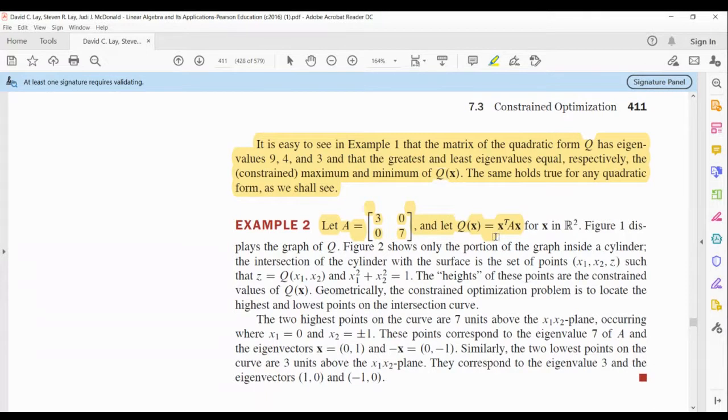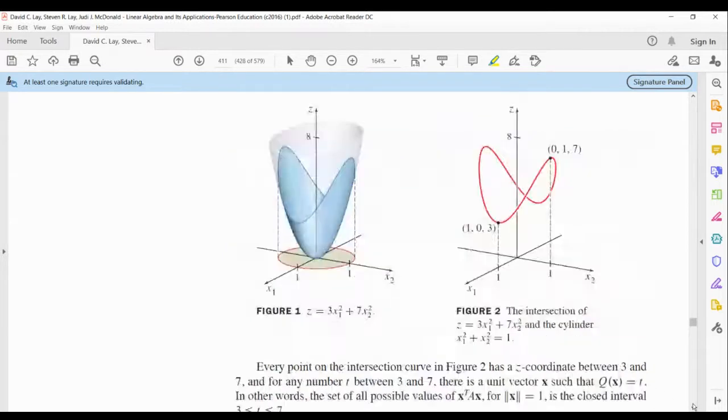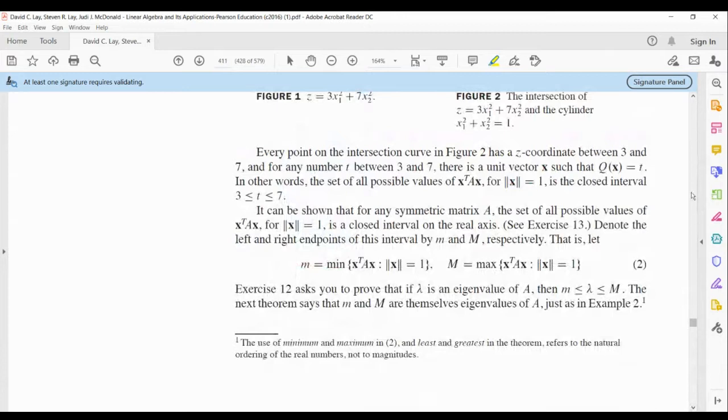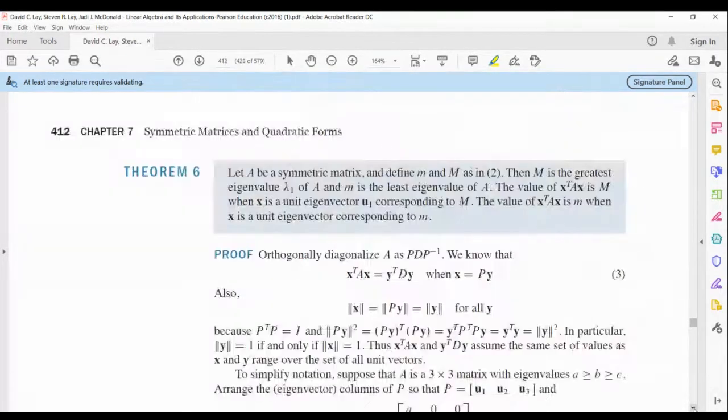All right, I just want to move forward here. I'm not saying it's not a good example, but I just want to move forward to theorem 6. Theorem 6. Okay.